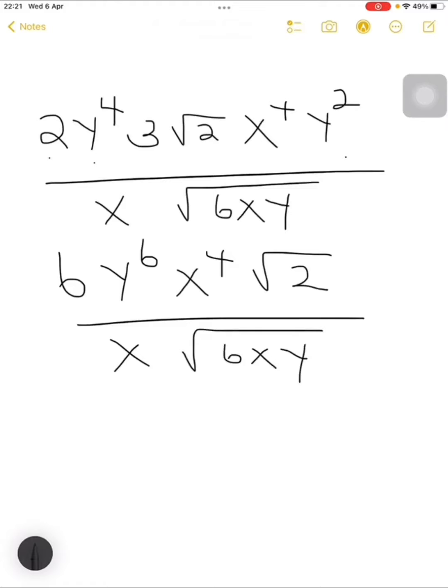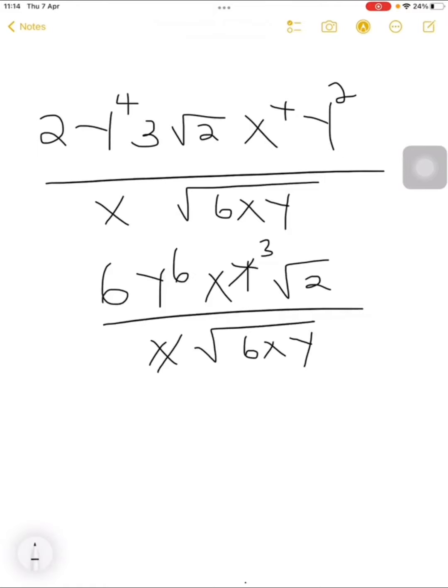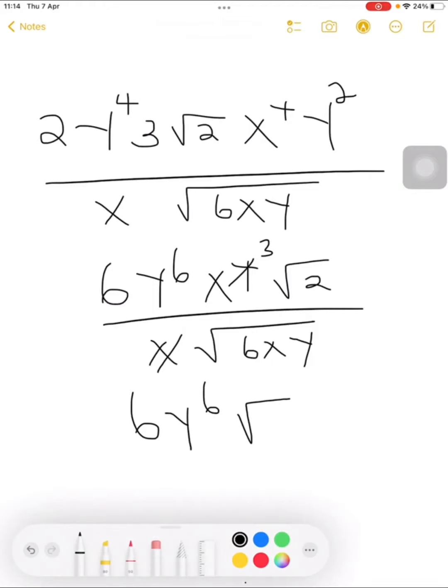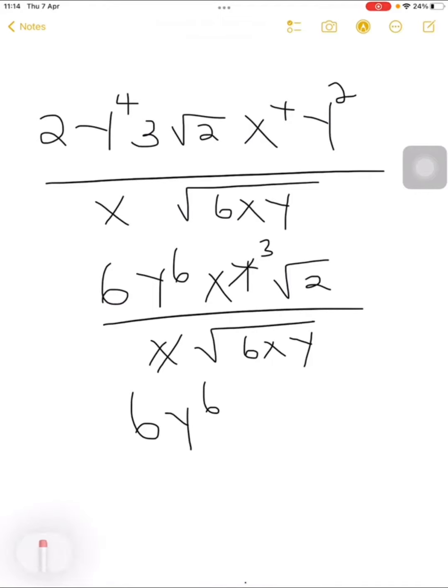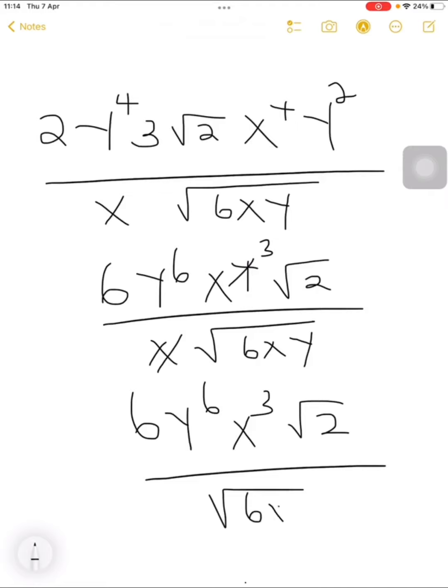But we can still simplify this x. We can cancel by x. We can simplify further by this x, divide by x, and then here the power goes to 3. So from here, after cancelling the x, we are going to have 6y⁶, then x³√2 divided by √6xy.